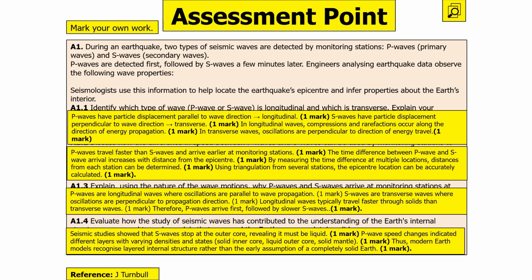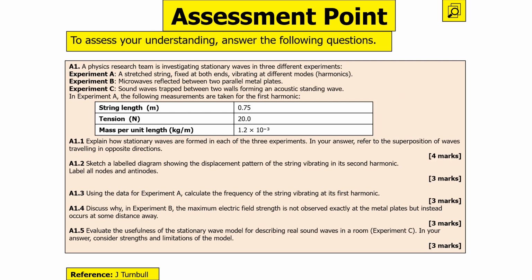Now, seismic studies show that S waves stop at the outer core, revealing that it must be a liquid. Now, P wave speed changes indicate different layers with varying densities and states: solid inner core, liquid outer core, solid mantle. So our modern Earth models recognize a layered internal structure rather than the assumption which we earlier had of a completely solid Earth.